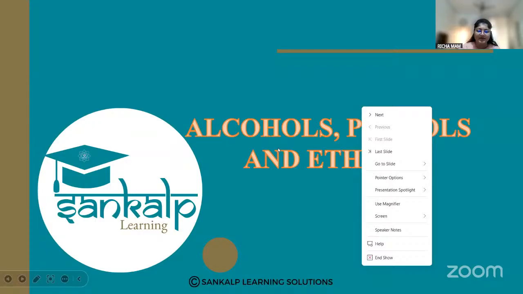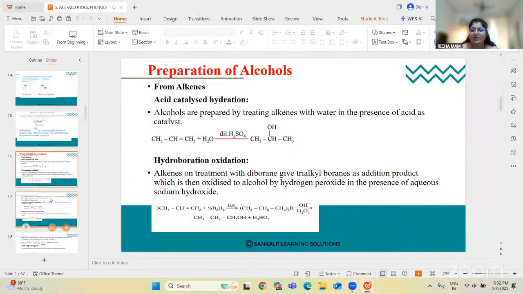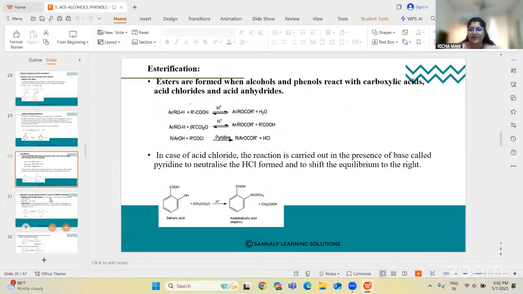Then we have seen the acidity of alcohols and reactions with metals. Then we have discussed the esterification reactions. Then we have discussed the reactions which involve the breakage of the C-O bond, that is, the reactions with hydrogen halides.